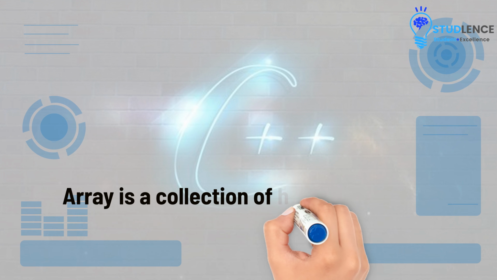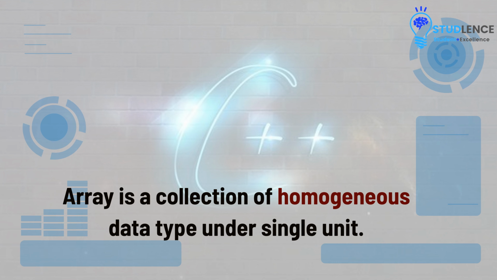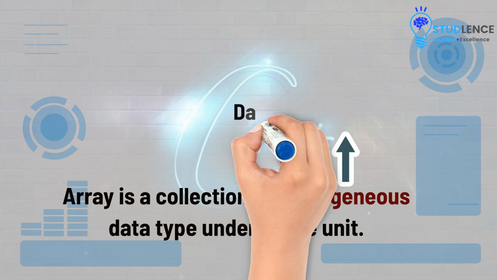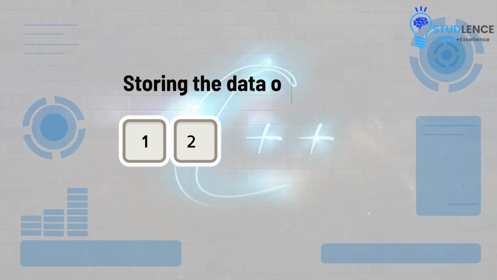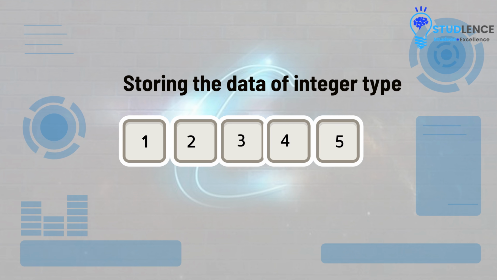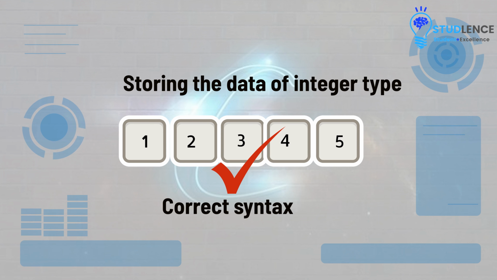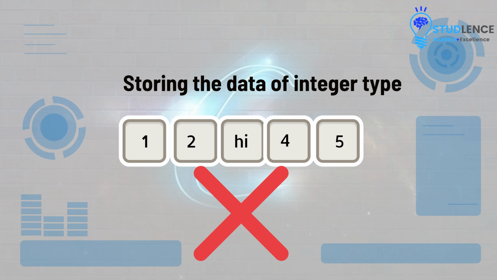So basically, an array is a collection of homogeneous data types under a single unit. Here, homogeneous means data of the same type. For example, if we need to store integer values, then all the values in the array must be of integer type. If we use another data type, it is going to show an error message on the screen. Arrays are basically of two types.